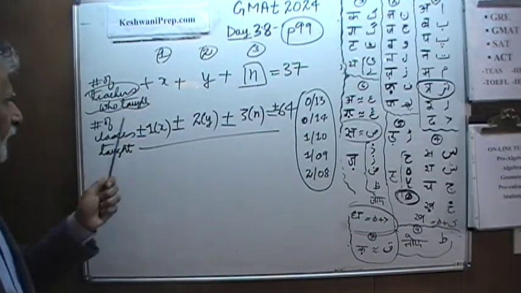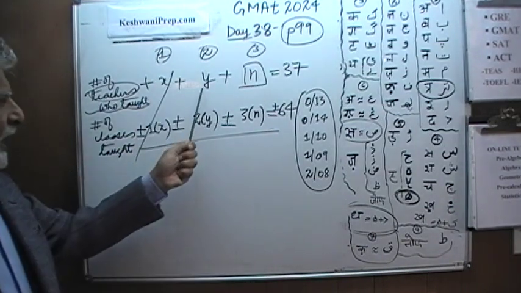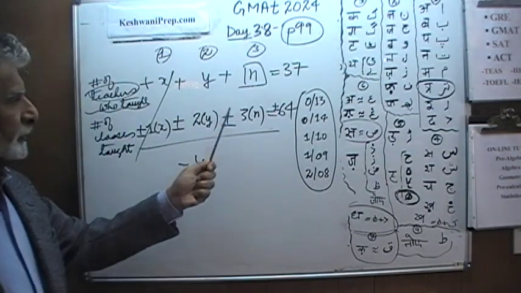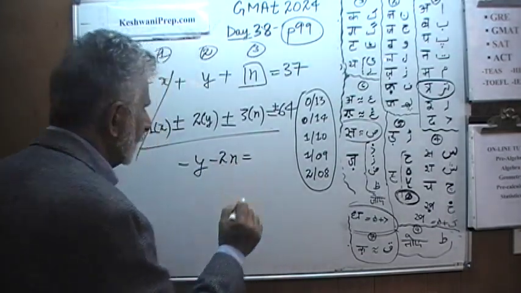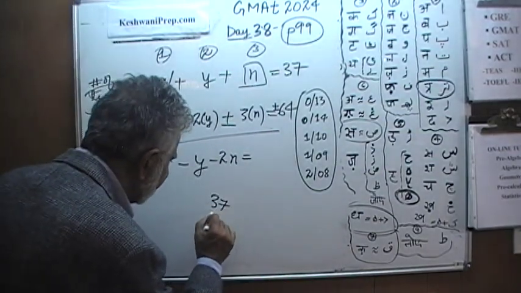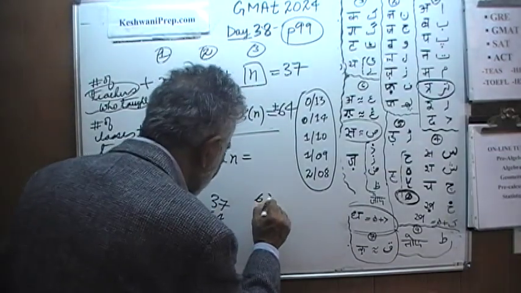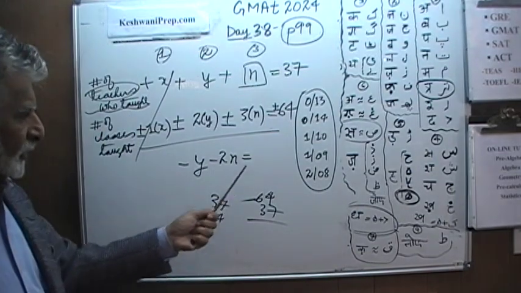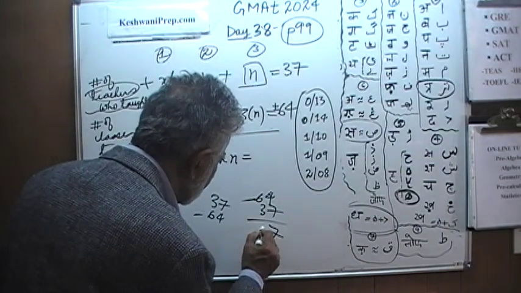Let's begin this story. A positive x and a negative x is going to go away. y minus 2y will give us negative y. n minus 3n will give us negative 2n. And here we'll end up with 37 minus 64. I should have written it the other way around, would have been easier. And of course it will have a negative sign because I'm explaining too much. 14 minus 7 is 7. Looks like 27.